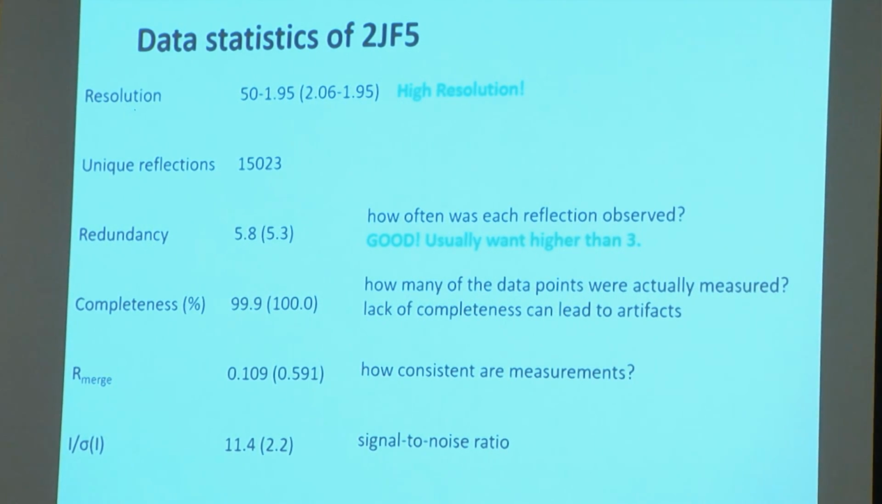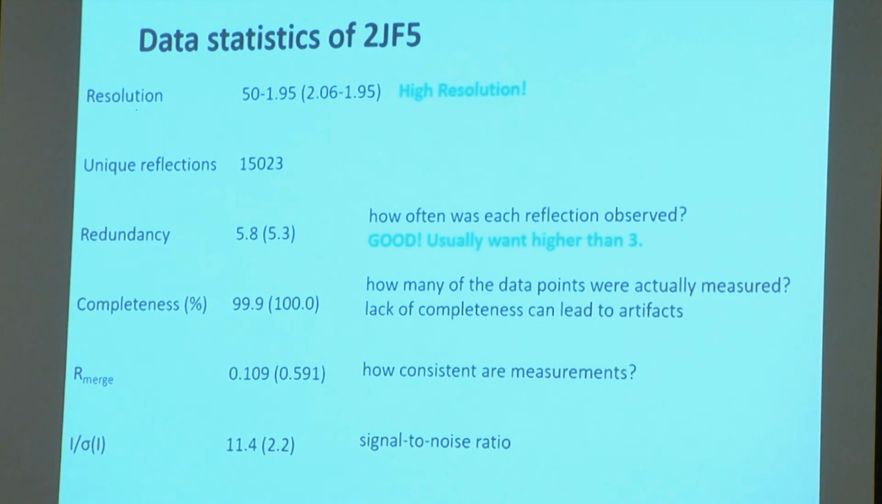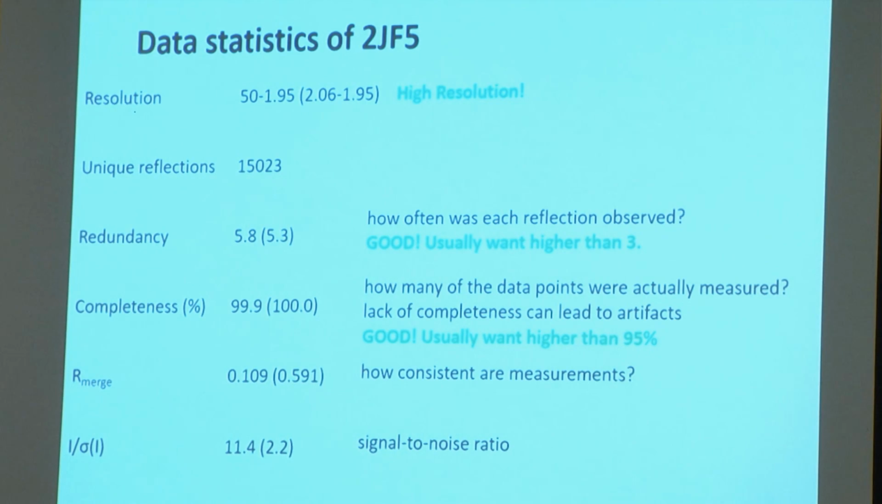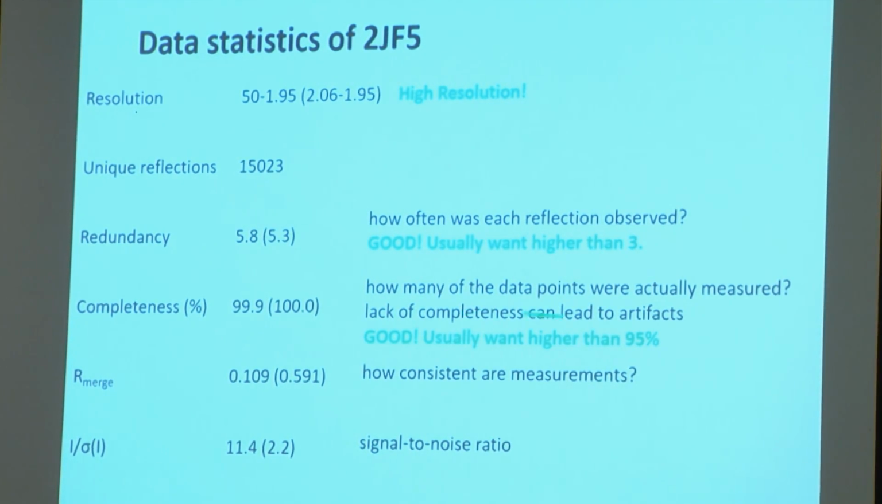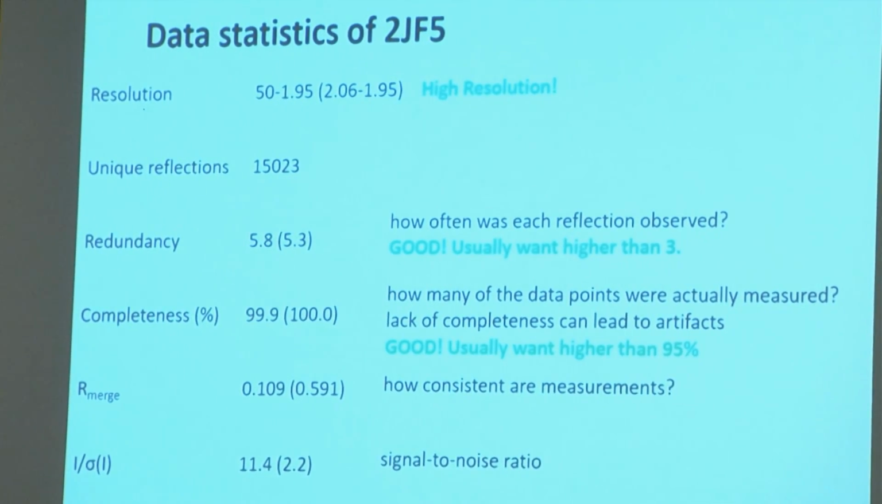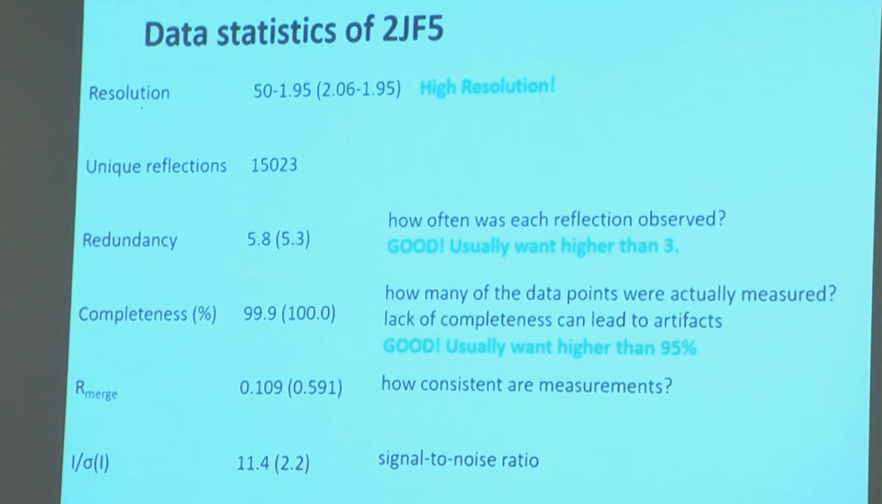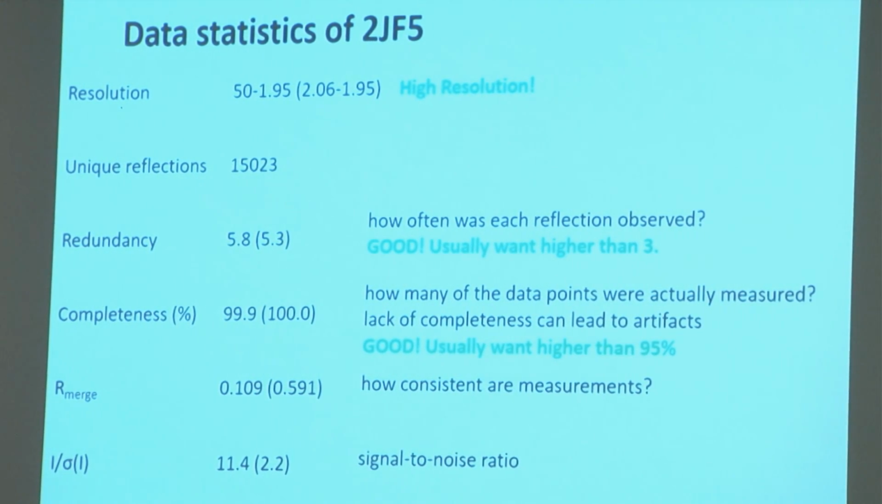Redundancy refers to how often each reflection was observed. And so this is just signal averaging. The more redundancy you have, the greater the number of times you've observed that particular reflection. Completeness refers to how many of the data points were actually measured. So when you create your model, you can back-calculate your diffraction pattern, and then you see how many of those reflections were experimentally observed in your data set. And so for this, usually you want as close to 100% as possible, and anything above 95% is considered fairly good.